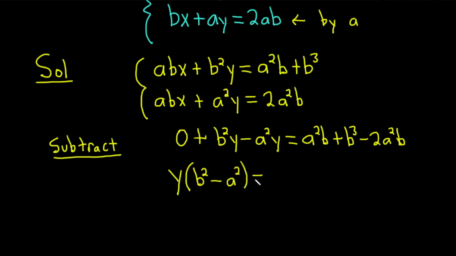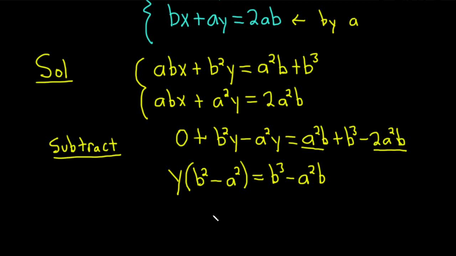And this is equal to, and then on the right-hand side, you have to see what happens here. It looks like we can do some stuff here, right? We have a squared b minus 2a squared b. That's going to give us a minus a squared b. I'm going to write the b cubed first. So b cubed minus a squared b, like that. Very nice. And it looks like we can actually pull out a b here, but I'm going to hold off on that.